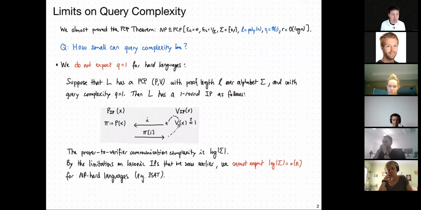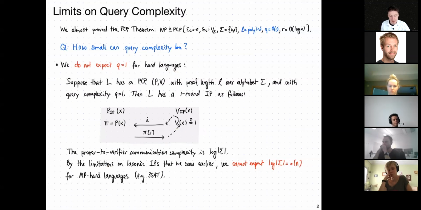Notice that it did require an argument, though. It seems intuitive that a one-query PCP should not work for hard languages, but actually writing down why that's the case requires going first through interactive proofs and then limitations on laconic interactive proofs. Any questions about this proof?